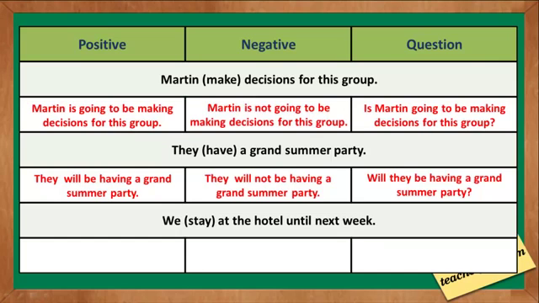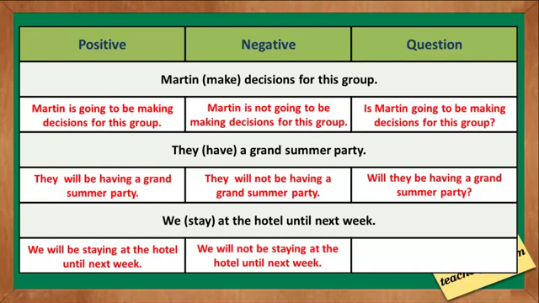The last one: we stay at the hotel until next week. The verb is stay. The correct positive statement is: we will be staying at the hotel until next week. The negative statement is: we will not be staying at the hotel until next week. And the question is: will we be staying at the hotel until next week?